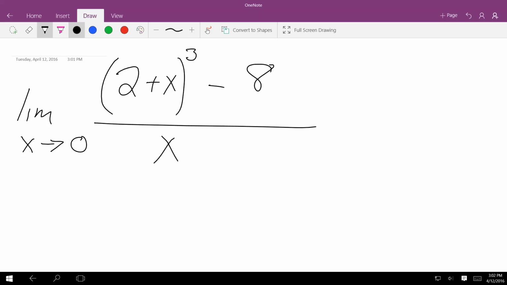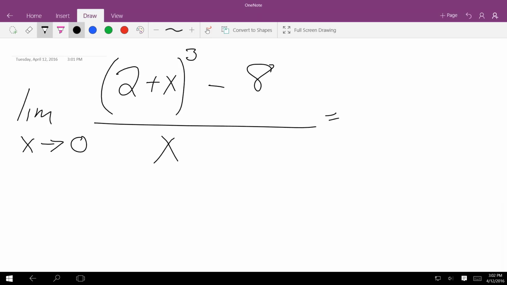Now one thing we could do is what we did yesterday on a problem like this, which is expand the top and simplify. And you'll notice one thing that's going to happen is the 8's are going to disappear, because the very first term becomes 8 when you cube it. And you're going to have 8 minus 8, and every other term is going to have an x in it, which you're going to be able to factor out. But that's a lot of work.